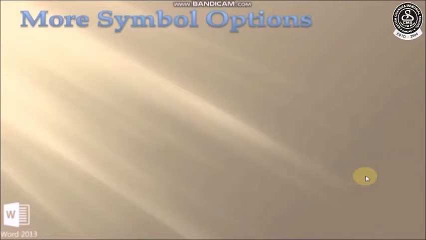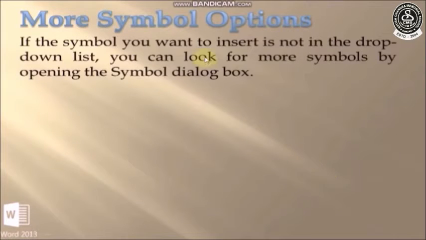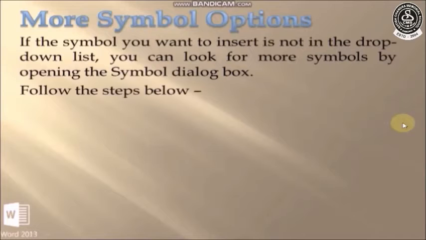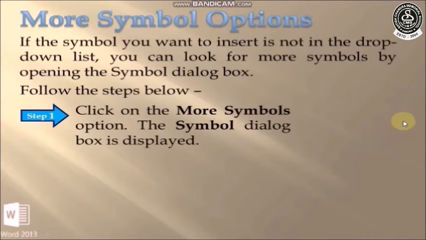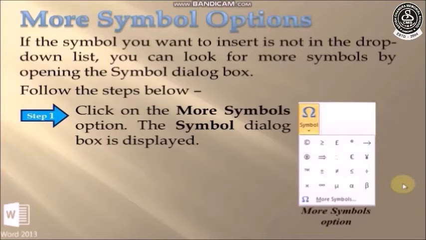More Symbols option. If the symbol you want to insert is not in the drop down list, you can look for more symbols by opening the Symbol dialog box. Follow the steps below. Step number 1, click on the More Symbols option. The Symbol dialog box is displayed. This is your step number 1. These are More Symbols options.